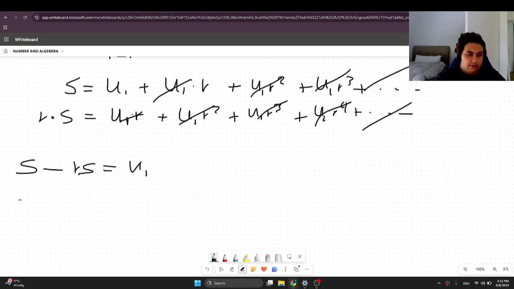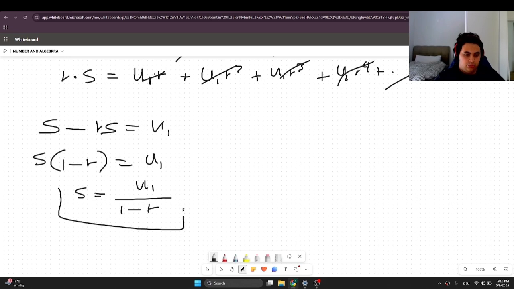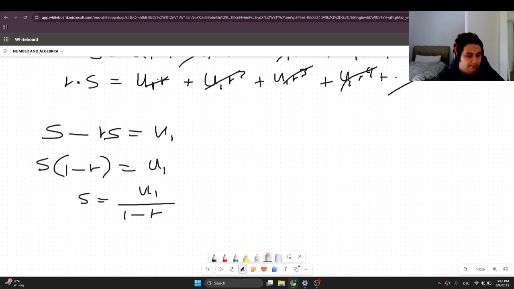So you factor out S here, so you have S times (1 minus r) is equal to u1. And then you divide by this 1 minus r because you want S to be the subject. So S is equal to u1 divided by 1 minus r. And there you have it, you proved your formula. Okay, so that's that. Now let's move on.